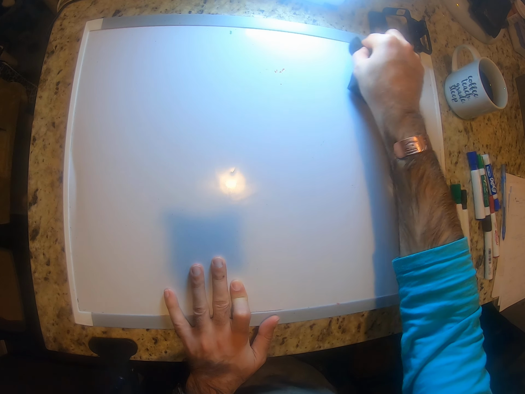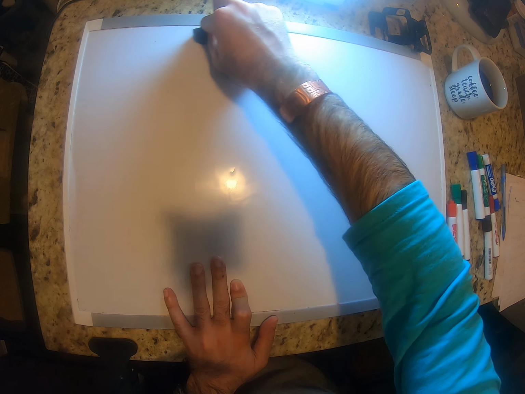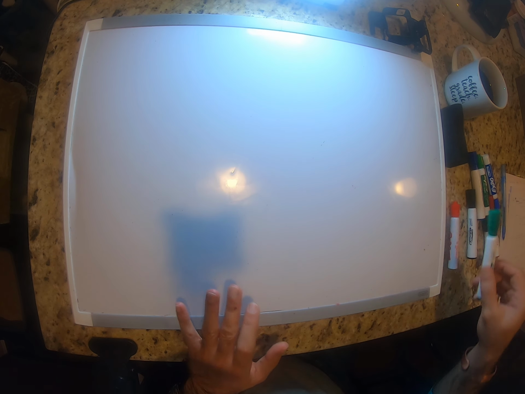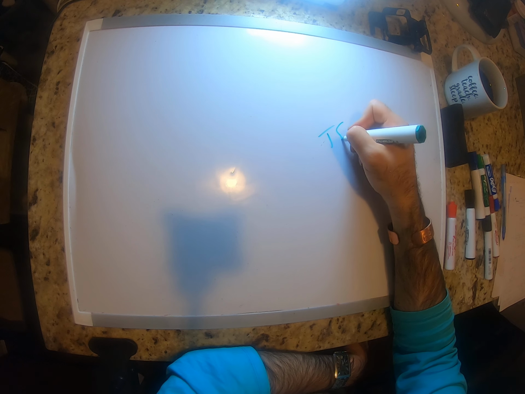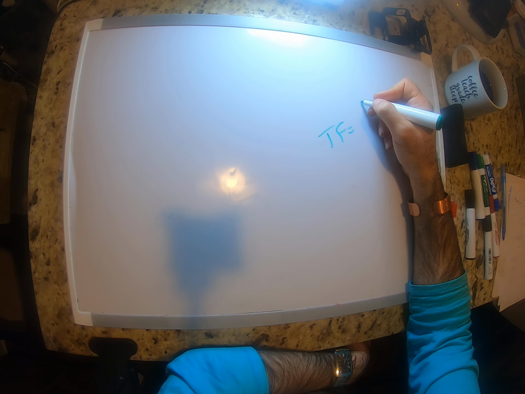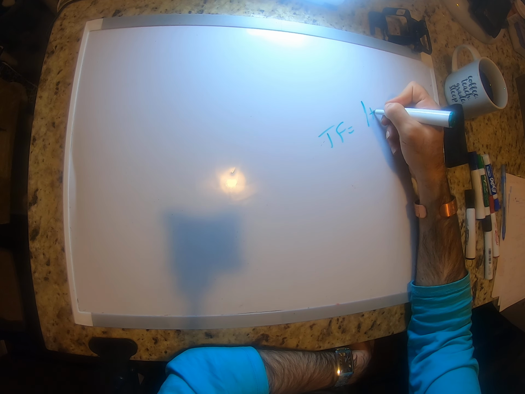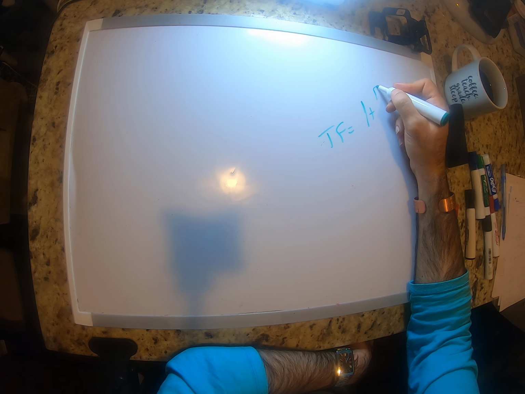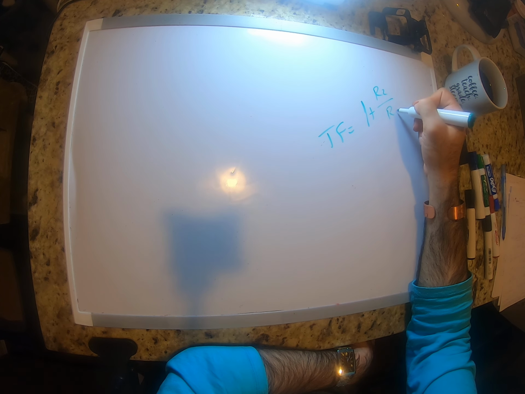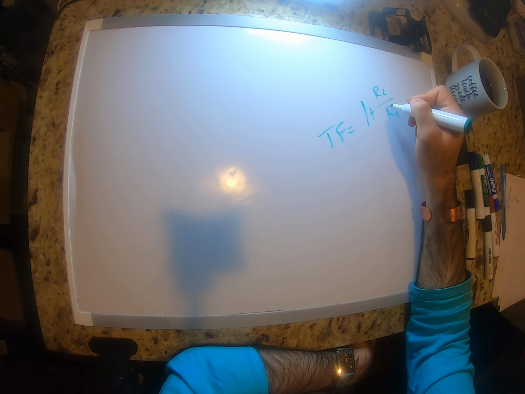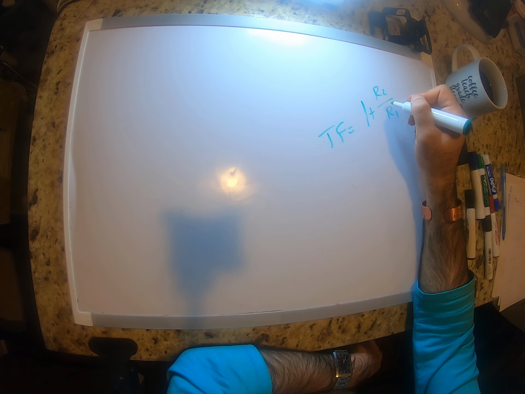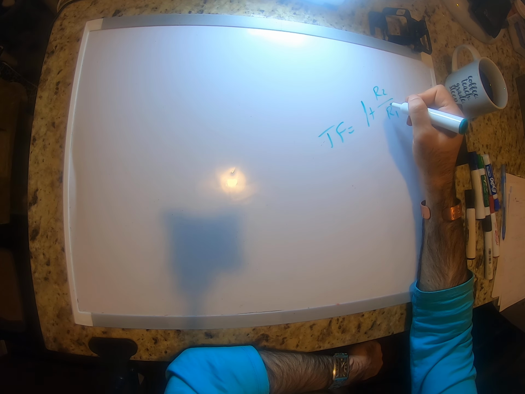What kind of filter was this? So this transfer function that we saw was R1 plus R2 over R1. Or R1 over R2, sorry, I can't remember.